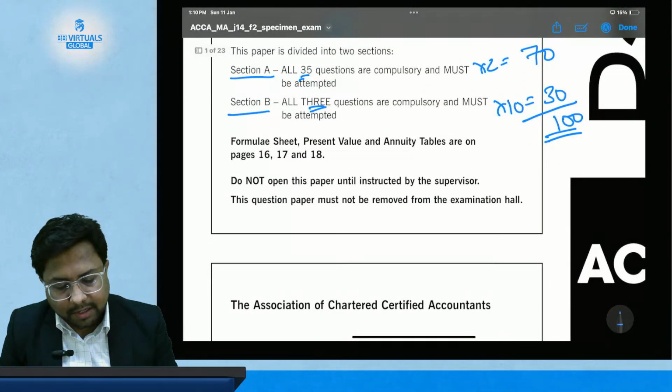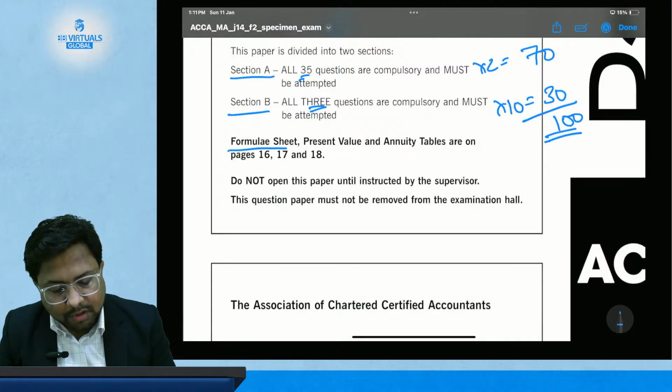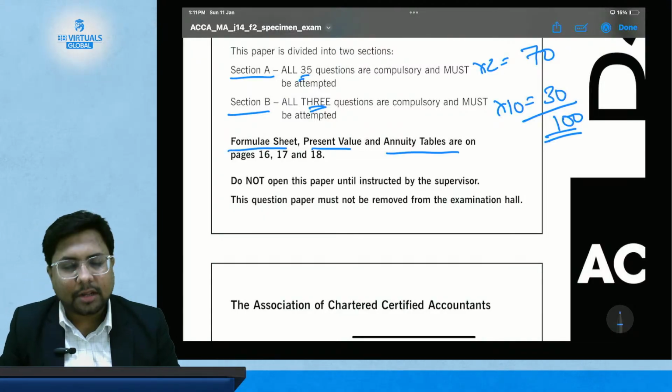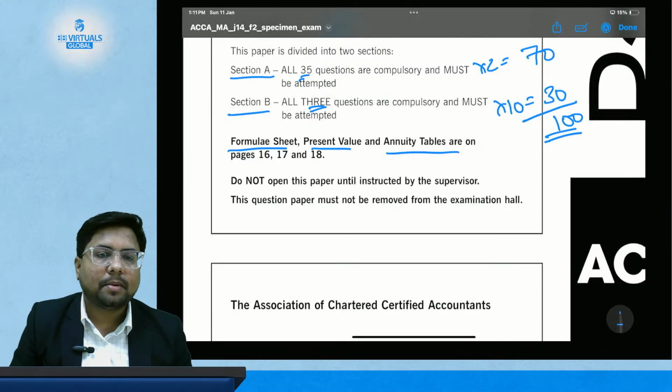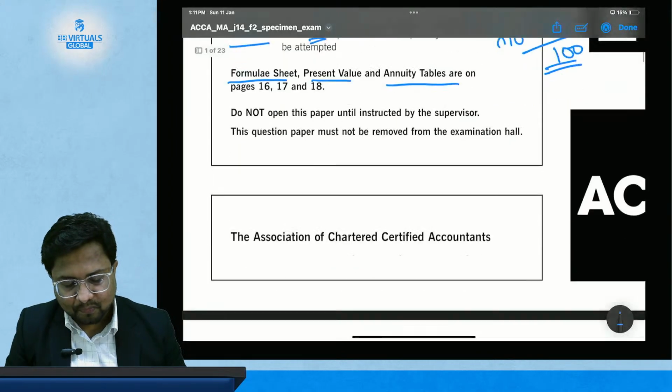The paper will contain a formula sheet, present value and annuity tables. So you don't have to refer to any other table for the present value factor and annuity factor. They will all be part of your paper.